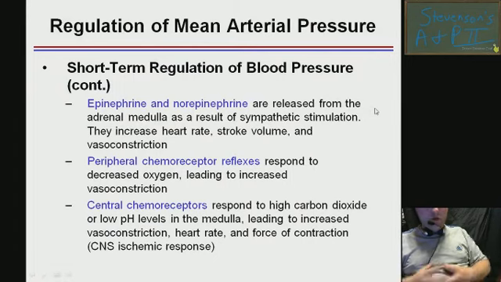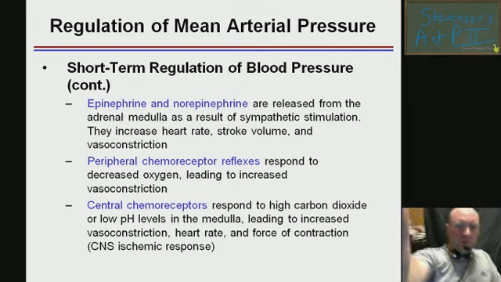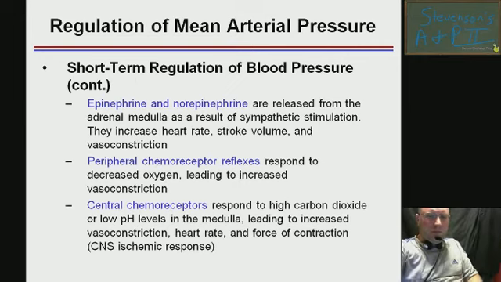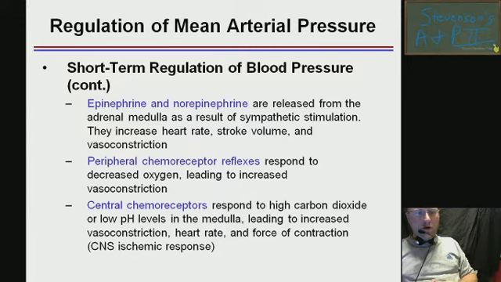So the short-term regulation of blood pressure: epinephrine and norepinephrine are released from the adrenal medulla as a result of the sympathetic stimulation. They increase the heart rate, stroke volume, and vasoconstriction.